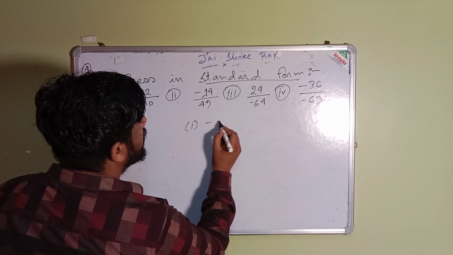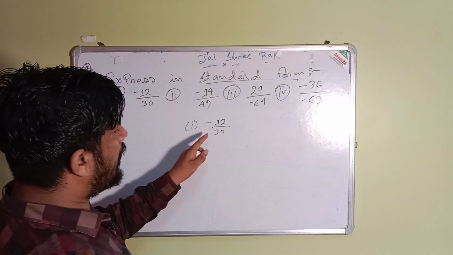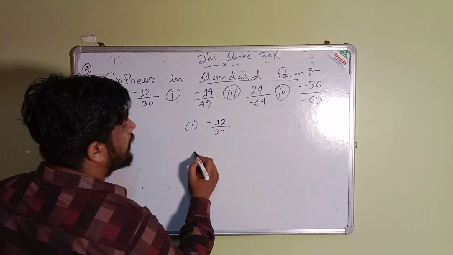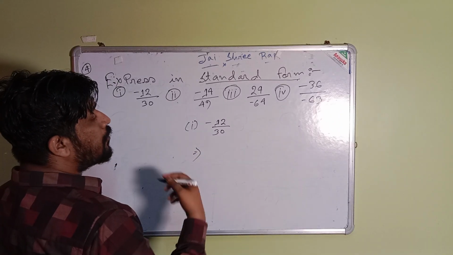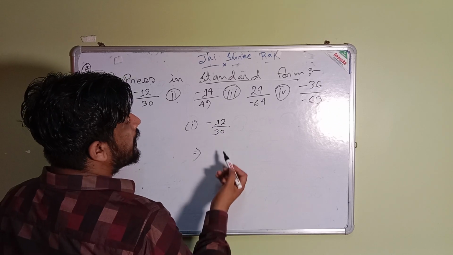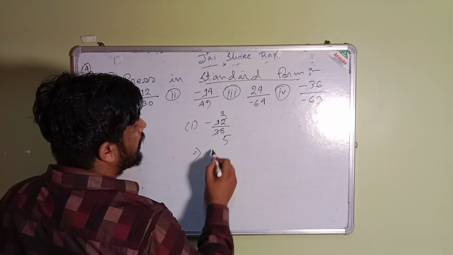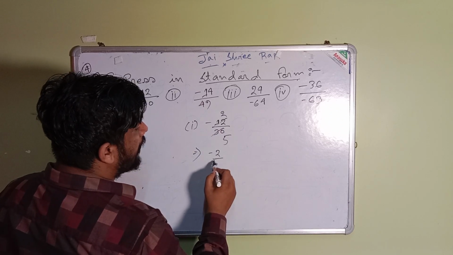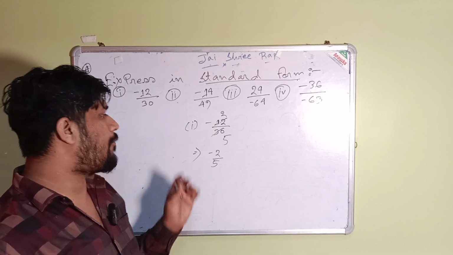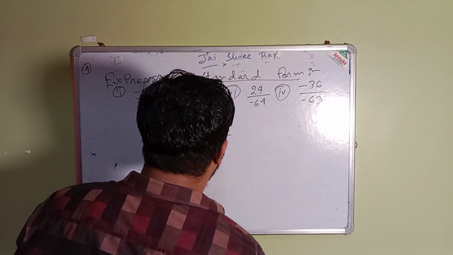Number 1 question is minus 12 by 30. Okay, the denominator is a positive number, therefore you just have to find the number by which we can divide both 12 and 30, and we can divide by 6. 6 twos are 12 and 6 fives are 30. So the answer is minus 2 by 5. We know that 2 and 5 are both prime numbers and there is no common divisor except 1. Okay, so that is the number 1 solution.